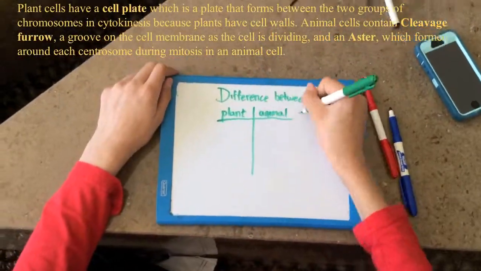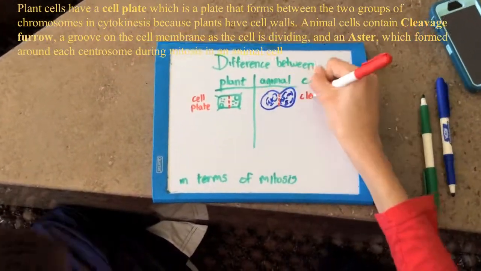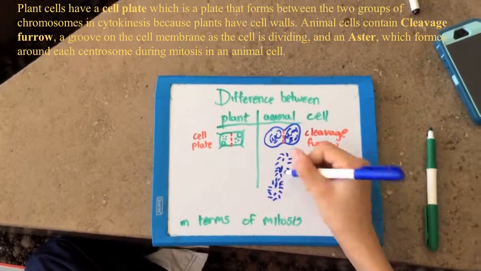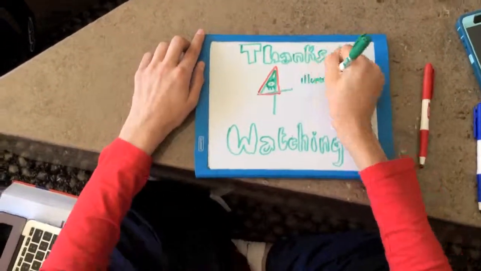Plant cells have a cell plate, which is a plate that forms between two groups of chromosomes in cytokinesis because plants have cell walls. Animal cells contain a cleavage furrow, a groove on the cell membrane as the cell is dividing, and an aster, which is formed around each centrosome during mitosis in an animal cell.